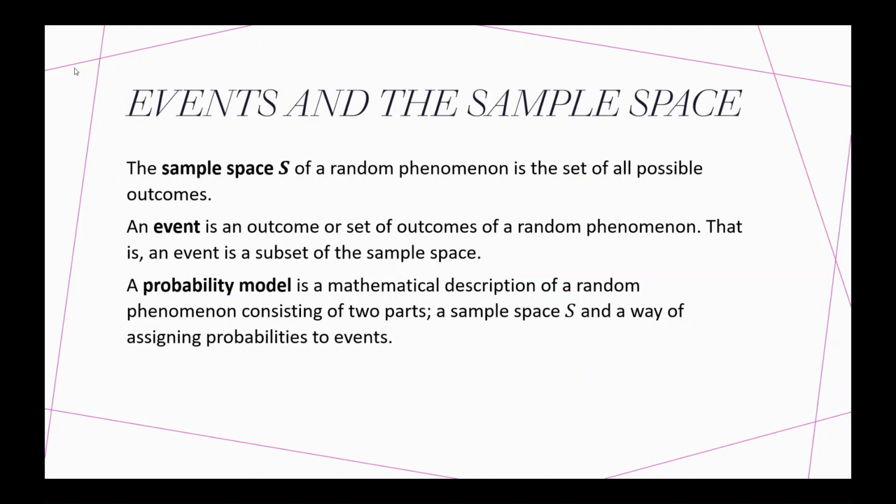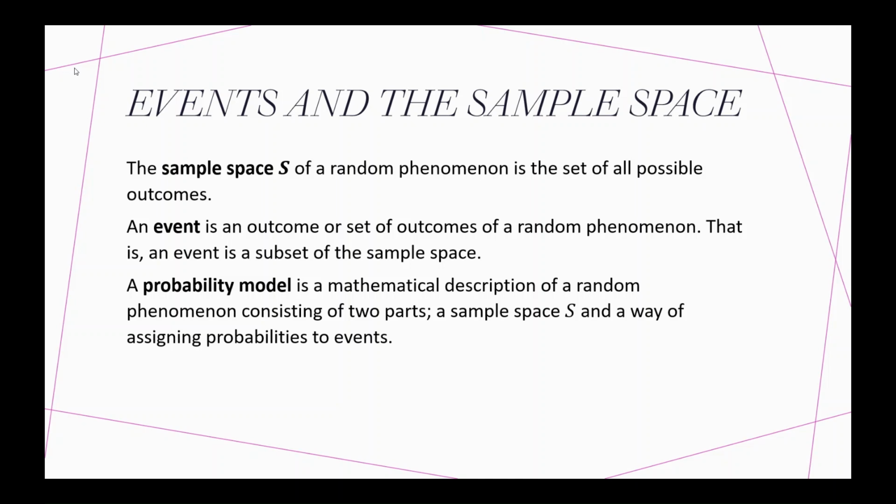An event is an outcome or set of outcomes of a random phenomenon. That is, an event is a subset of the sample space. With the heads or tails example, there aren't very many good examples of events because we just had two outcomes, heads and tails. So an event would be flipping heads, an event would be getting tails. We will look at some more complicated events, though, in the next slide.